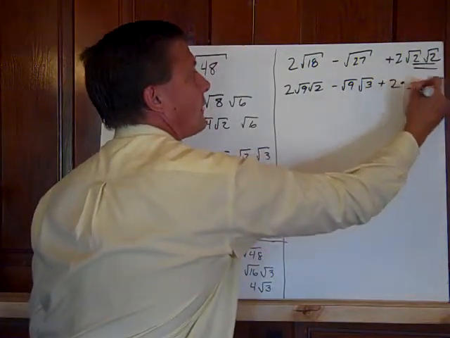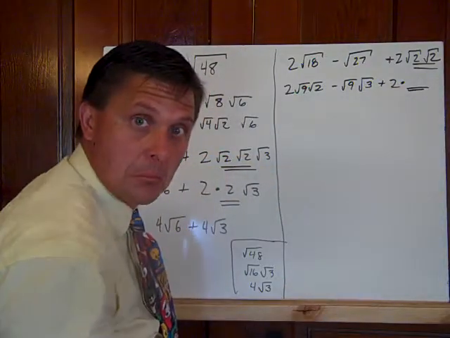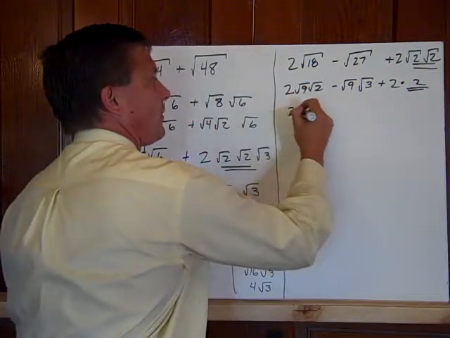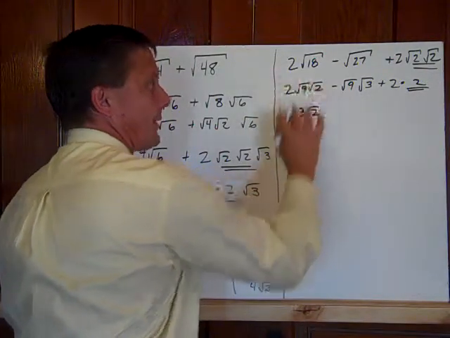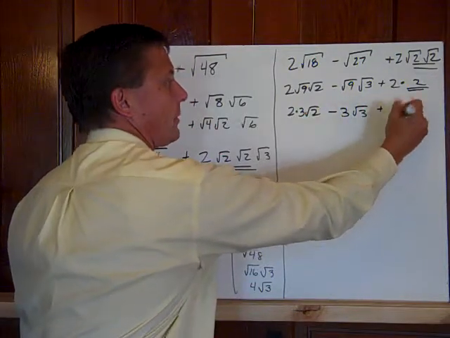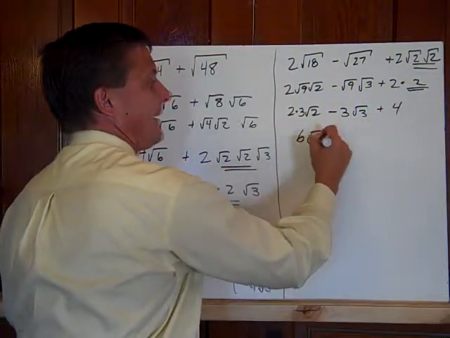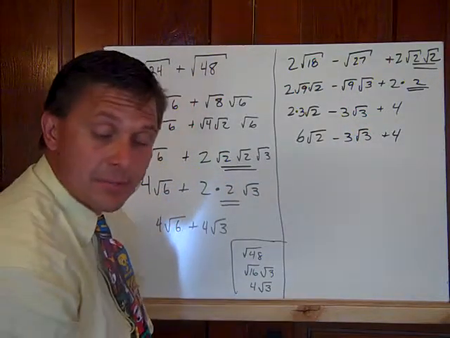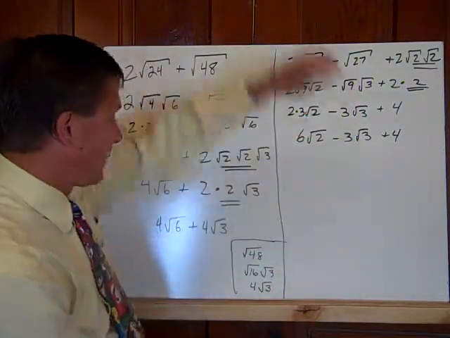Alright, what's the square root of 2 times the square root of 2? Boom, 2. So I end up with 2 times 3 square root of 2, lining everything up value-wise, minus 3 square roots of 3, plus 2 times 2, I'm going to call 4. And again, any like terms? No like terms, okay? Again, we keep simplifying and checking.